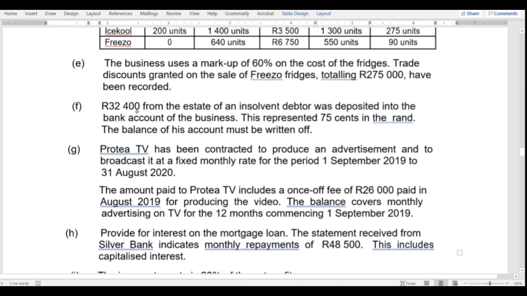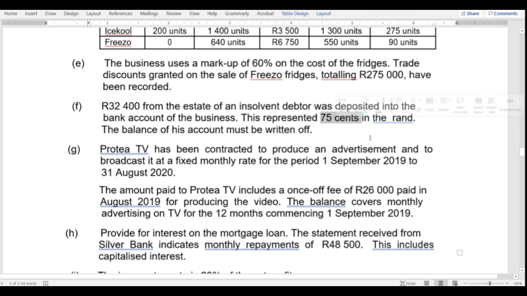Moving on. 32,400 from the estate of an insolvent debtor. When you read this, you know it's bad debts, okay? Was deposited into the bank account of the business. So we received 32,400. This represents 75% in the rand. Okay, so that amount there is 75%.